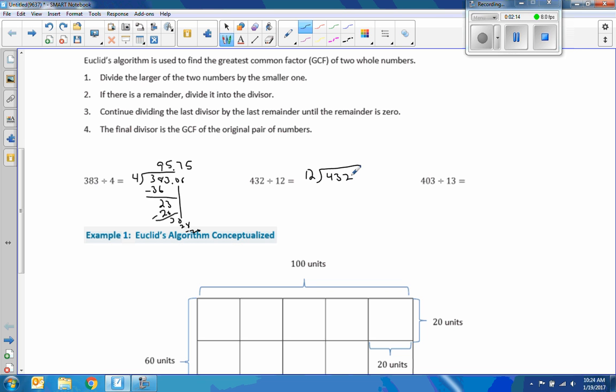12 into 432. 12 times 3 is 36, subtract, this is just division algorithm practice, 13 minus 6 is 7, 72, and 6 times 12 is 72. No remainder. Answer's 36. If I take 13 and divide 403 by it, 13 times 3 is 39. Subtract, I get 13. 13 goes into 13 evenly one time, and I get a remainder of 0, which I didn't show here, because that is what we are looking for when we're doing a Euclidean algorithm.